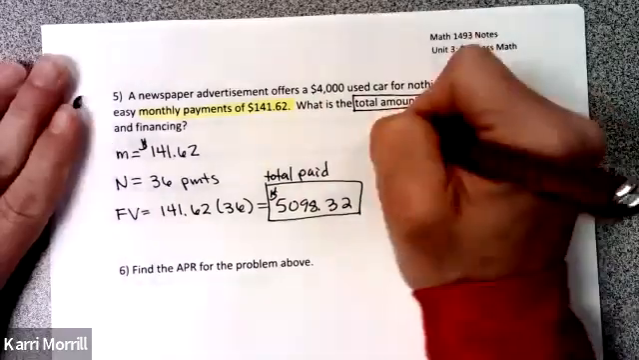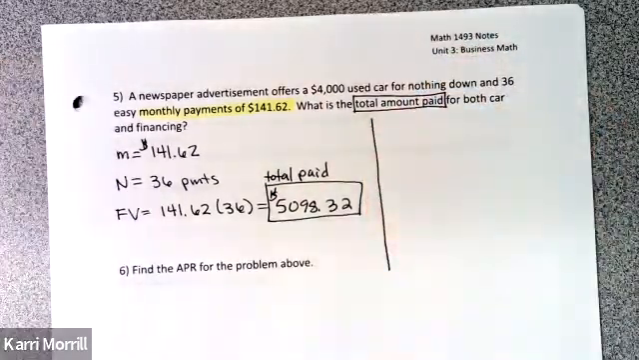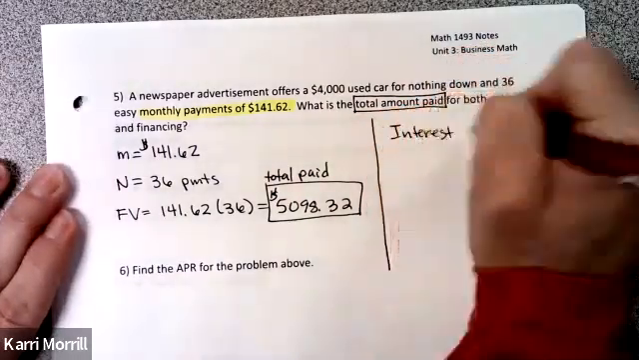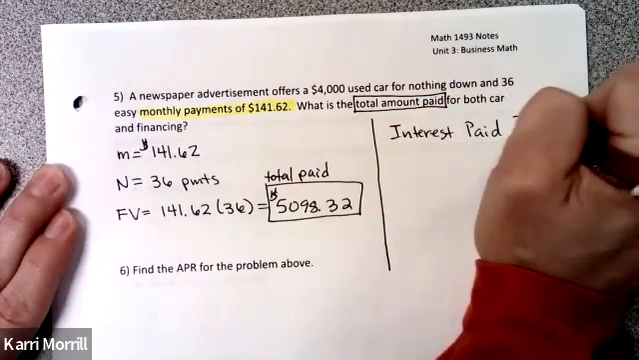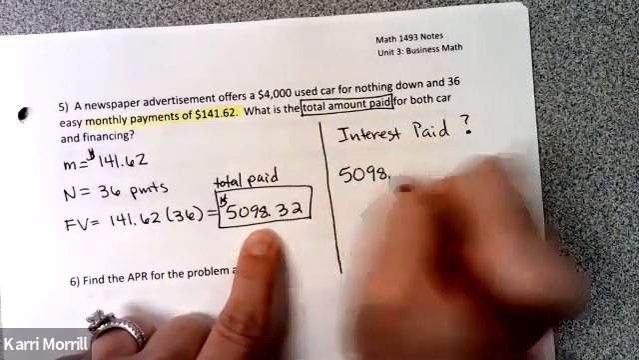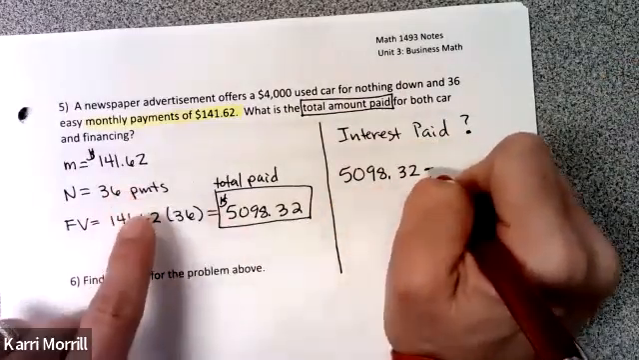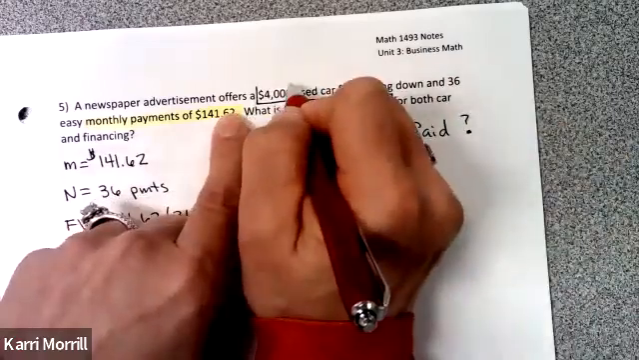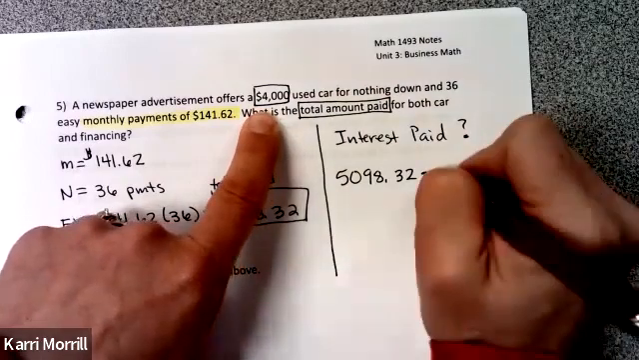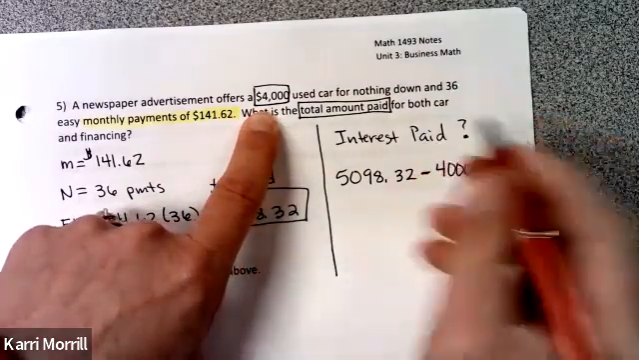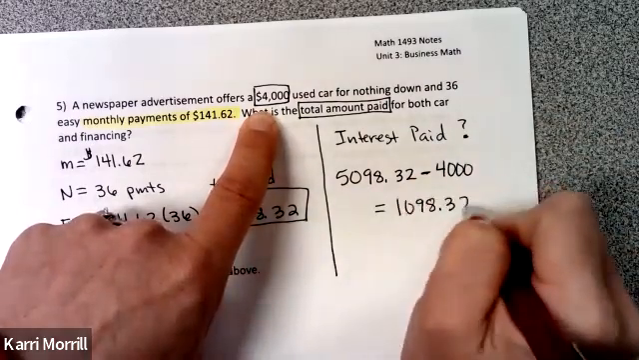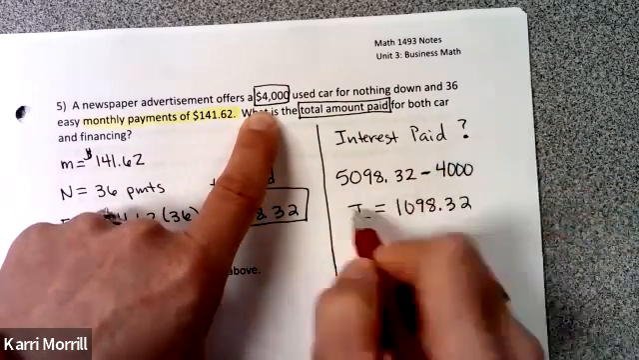What if I were to ask you how much interest? It doesn't ask you that, but a lot of times you have to know that. How much interest paid? We take that future value and we subtract what we really bought. They tell us how much the car cost, right? 4,000. It's up here. That was the initial purchase. So what is that? $1,098.32 would be the interest that you paid.